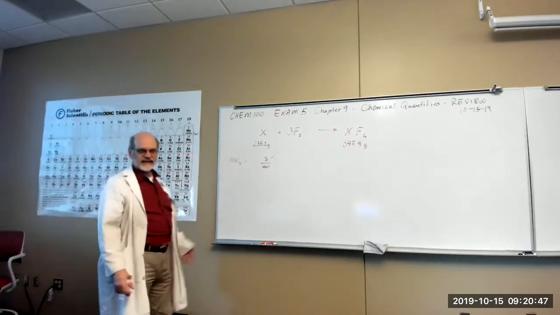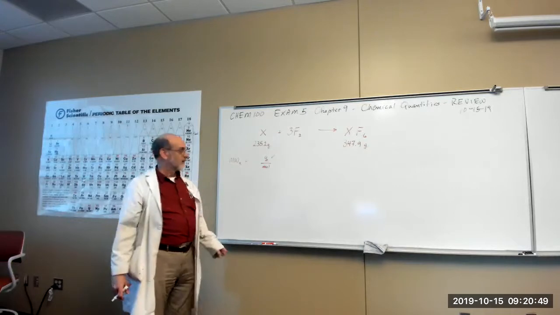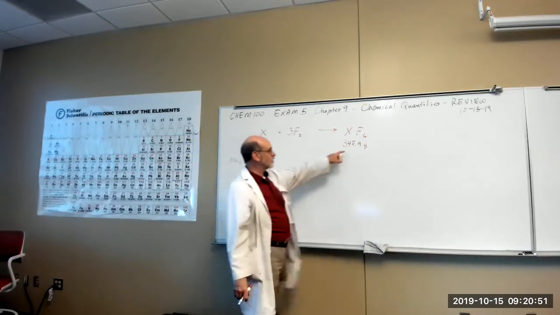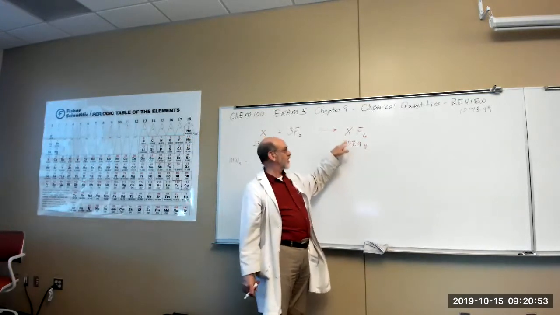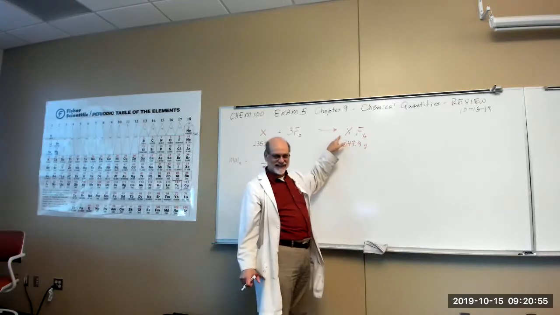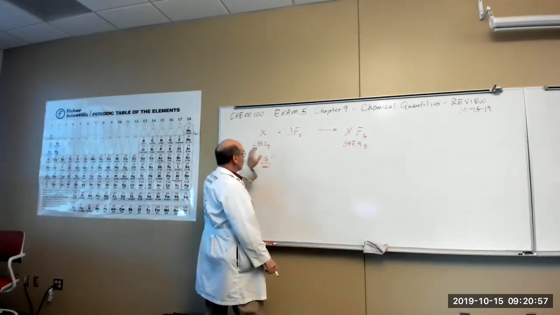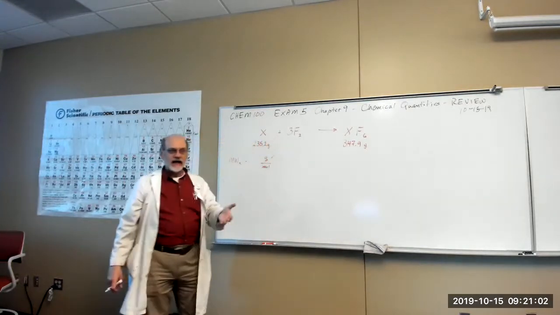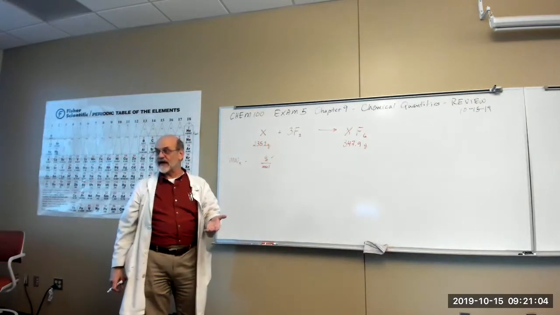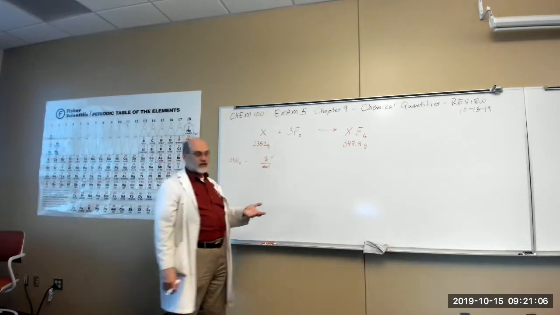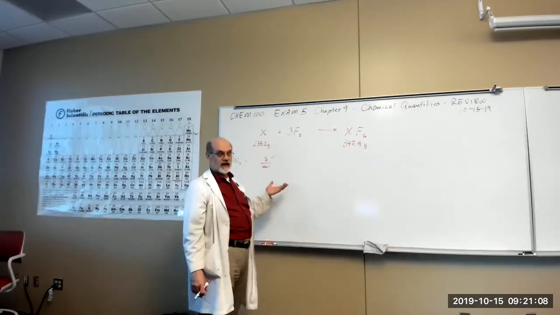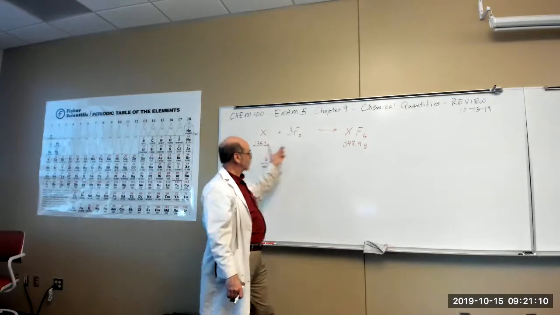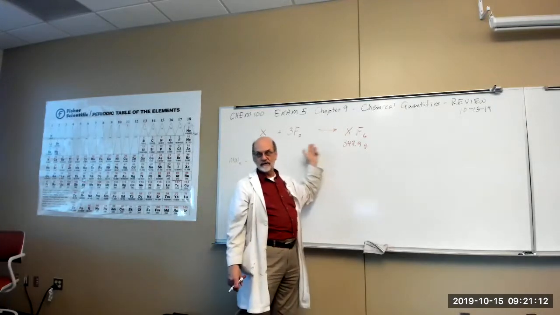Here's where it takes a little detective work, because we cannot convert that to moles since we don't know what X is. But we know this mass and that mass, and the law of conservation of mass tells us that you can't create mass and you can't destroy mass. So where did this extra mass come from? Right there.